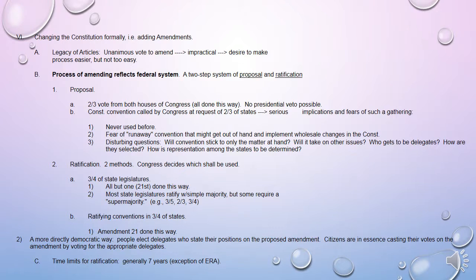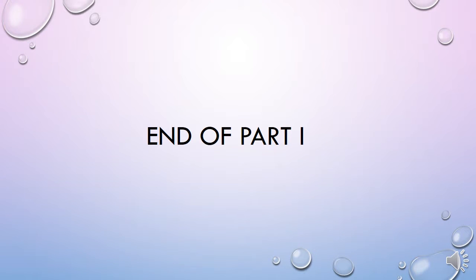This is a more directly democratic way. People elect the delegates who state their positions. Citizens are in essence casting their votes on the amendment by voting for the appropriate delegates. And then there's a time limit for ratification, generally 7 years. The exception was the ERA, which was never ratified, but they extended it. That brings us to the end of part one.